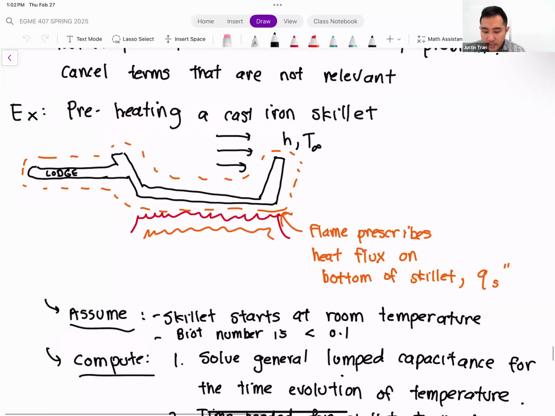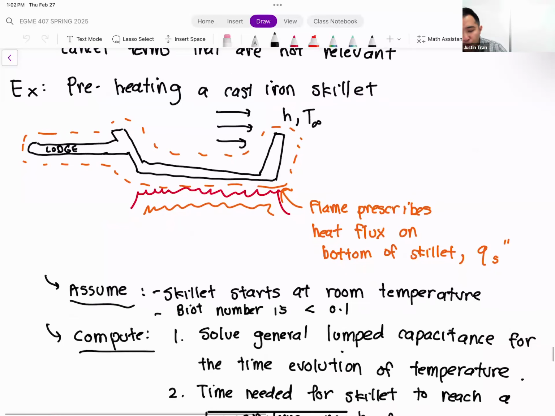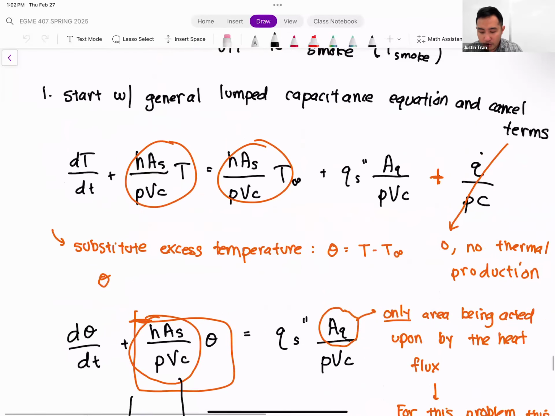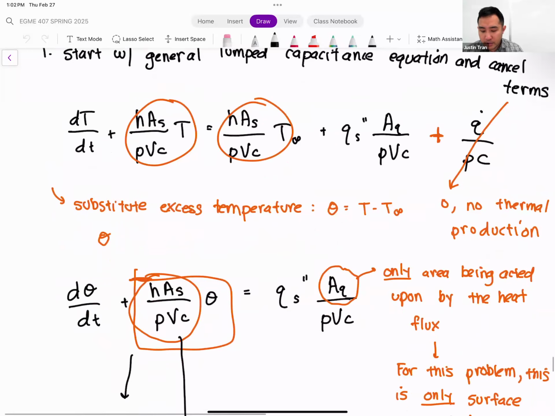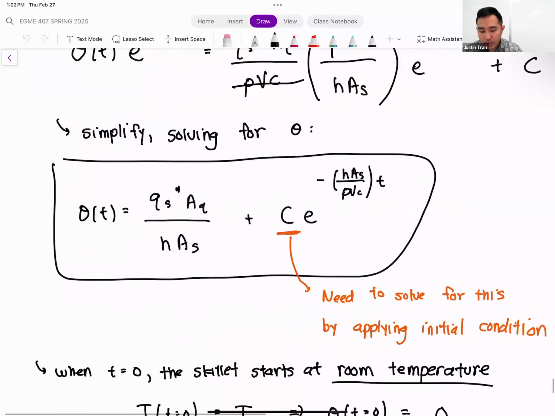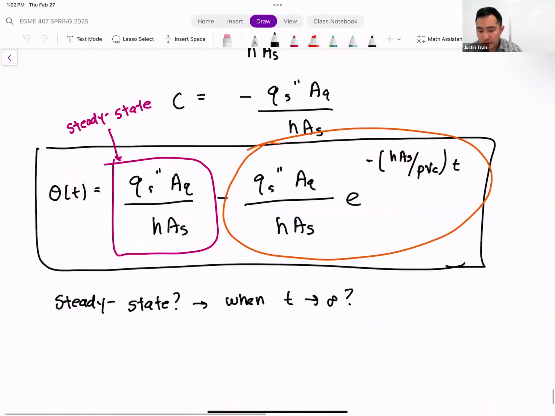Last time, the main thing that we went over was this example of time-dependent heat conduction. We have this cast iron skillet that we're heating up over a flame, and simultaneously it's being cooled by convection on the top. And we went through the entire lump capacitance method. We started with the full lump capacitance equation, we canceled out the terms, we solved it via integrating factor, and we got this result right here.